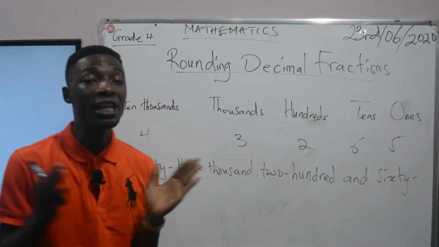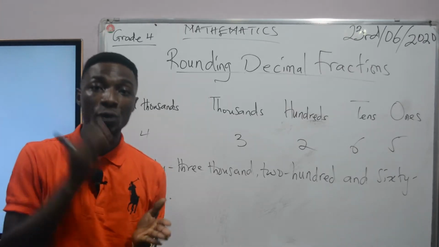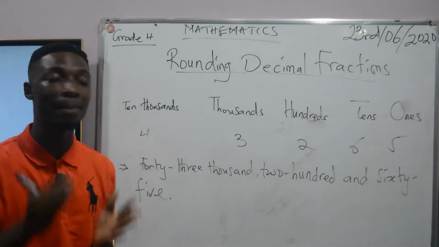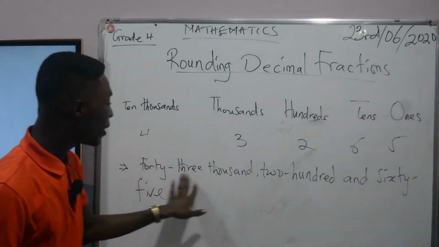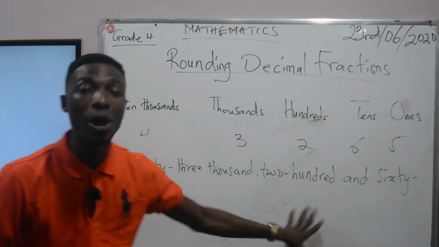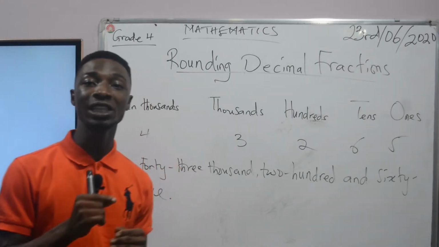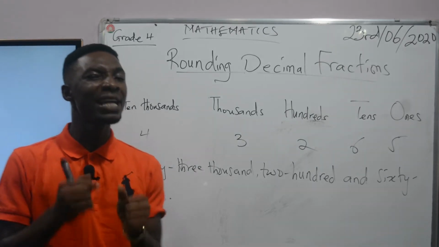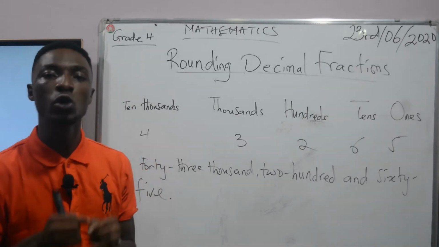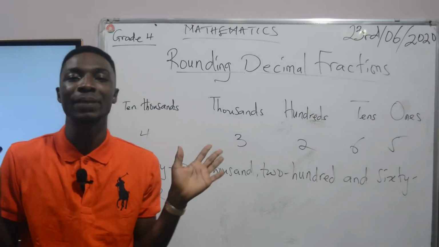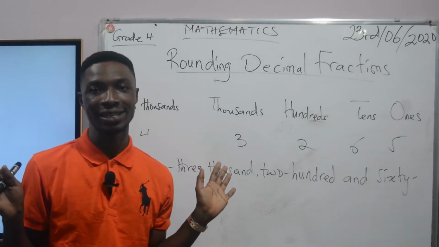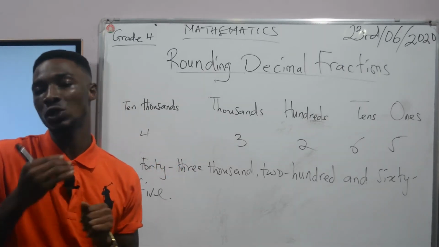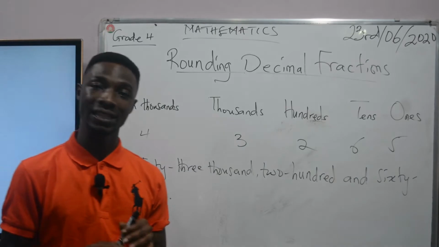So putting all these together, recalling the place value of each digit, I'm going to have the number 43,265. You can see that when I mentioned the number 43,265, I didn't miss the place value of any of the digits. All right, this is not what we are going to learn for today. It's just a short review for what we are going to learn today.